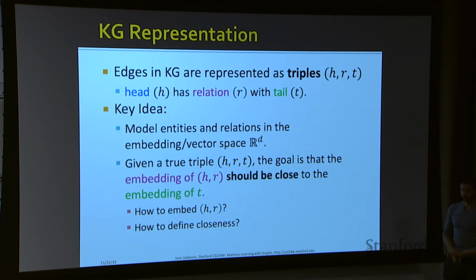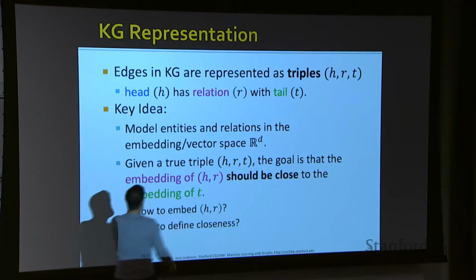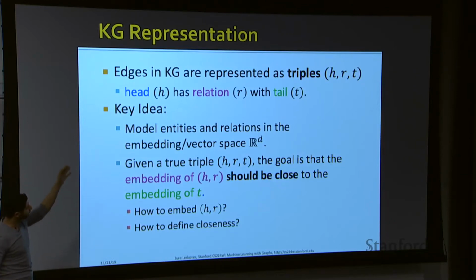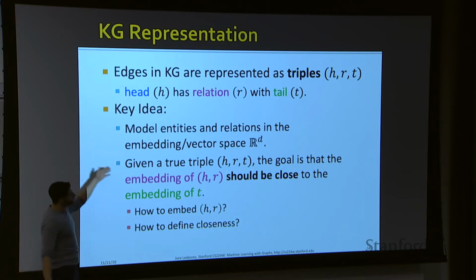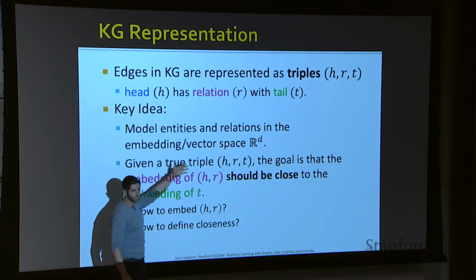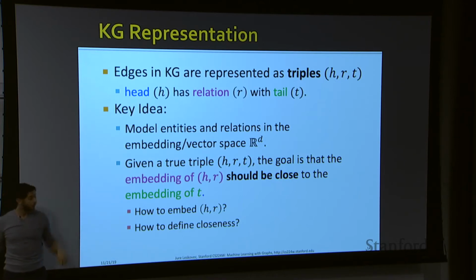How did we work out this solution a while ago? So we said, okay, we have our knowledge graph. We represent each edge as a triple. So our (h, r, t): h is the head, r is the relation, t is our tail. And then the key idea is we said we model each entity and relation as a vector in our embedding space. Okay, so we decide the dimensionality of our embedding space, and then we map each single element of our triple to this embedding space.